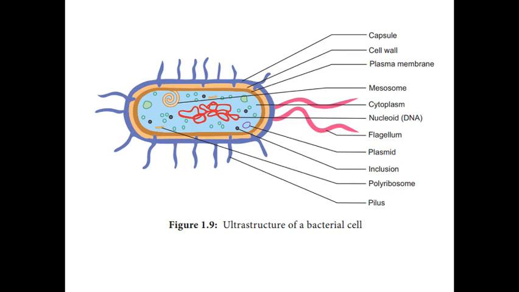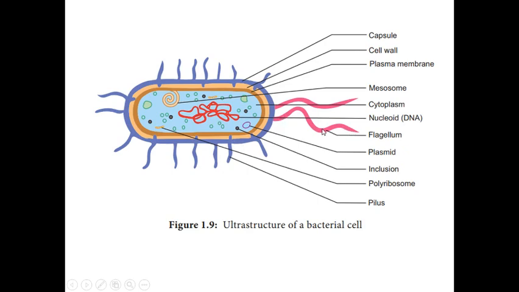polyribosomes or polysomes. In a eukaryotic cell, ribosomes are freely present in the cytoplasm or on the endoplasmic reticulum, but in a bacterial cell, ribosomes are always associated with the mRNA, and that complex is known as polysomes or polyribosomes. And you can see here after the polyribosomes there is one more structure, the pili, and this one is the flagellum.